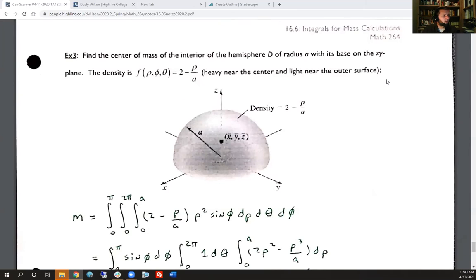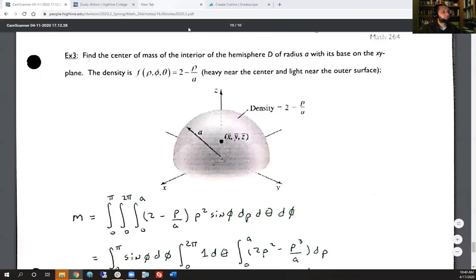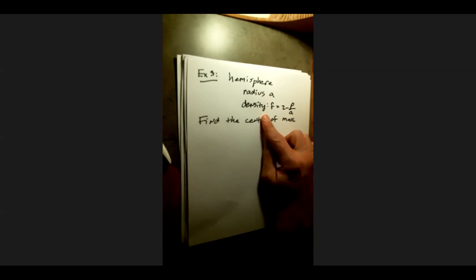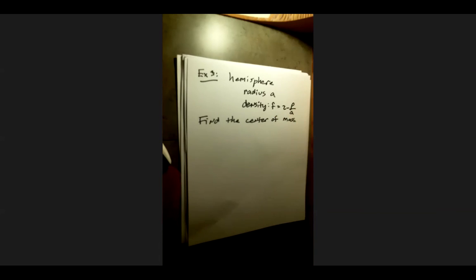And so if we want to find the center of mass, the first thing we need is our mass, and then we can go through and find our moments. So let's work through the mass calculation. We've got a hemisphere with radius A and density function f equals 2 minus rho over A. It's a hemisphere, so any suggestions for a good coordinate system to work in?